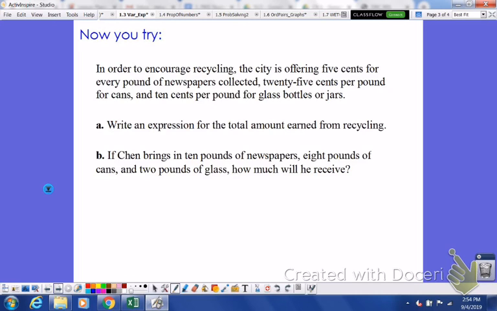Then once you have your expression for part B, if Chen brings in 10 pounds of newspapers, 8 pounds of cans, and 2 pounds of glass, how much will he receive? So I want to see a part A expression, part B, show all of your work just like we did on that last problem. So I want to see multiple steps, not just an answer. And that's it for this lesson. Don't be afraid to pause so that you can write that down.